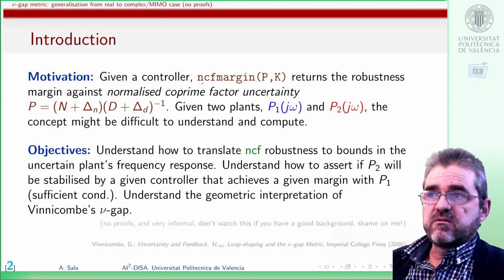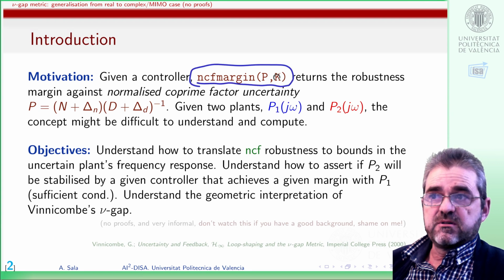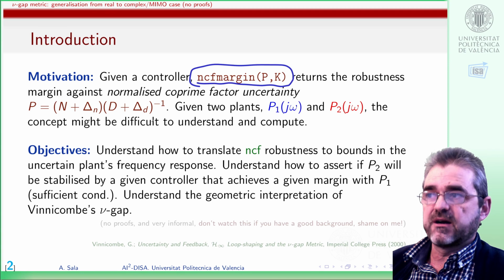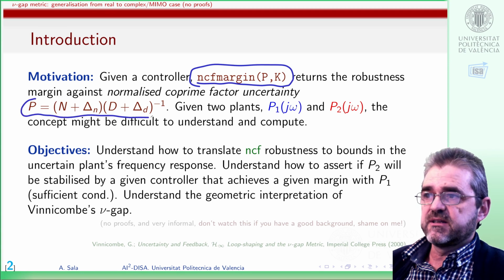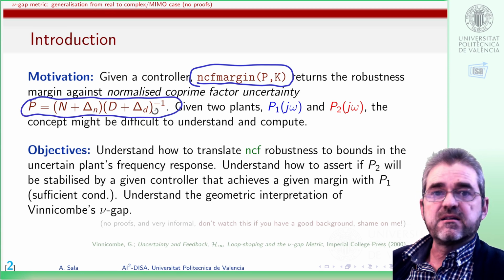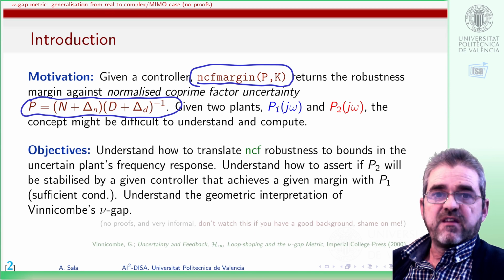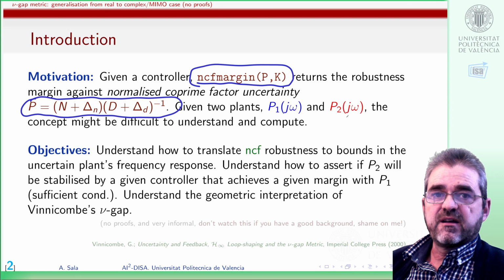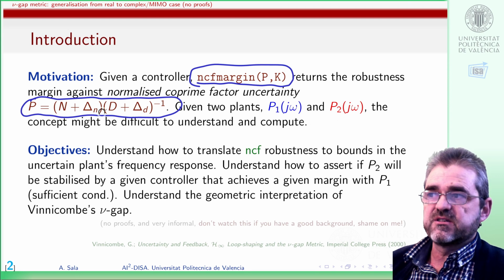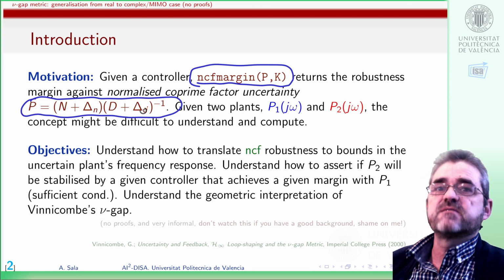The basic idea in all this is that if we have a controller that achieves some normalized coprime factor uncertainty margin, then it tolerates some delta N and delta D. However, if P1 is 8 and P2 is 8.5, then how do we compute this numerator and denominator uncertainty?